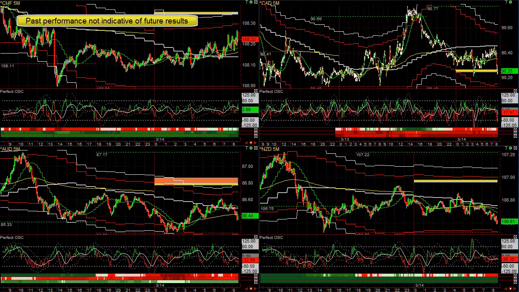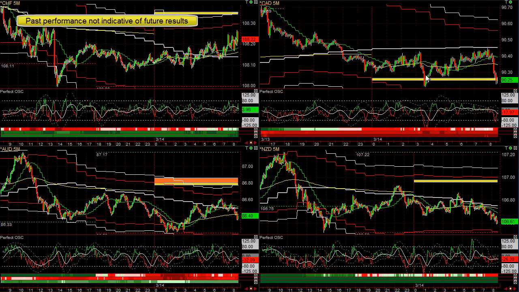If you look at the CAD chart, it spent a lot of time right here. Went up, came back down, spent a little bit of time here. Went up, down, spent a little time here. For the whole day, it spent the most time at that price. And so it's a natural support area.